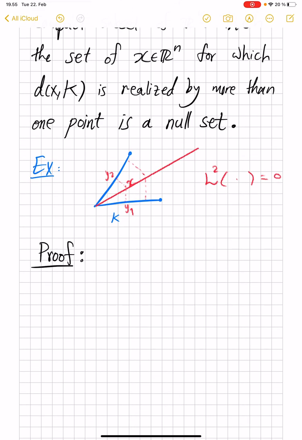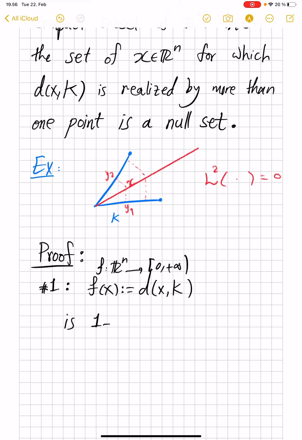Okay, and the way we obtain that is, first of all, claim number 1: this function, I want to switch notation from d(x) to f(x), which is going from Rn into R, well, in fact, this is 1-Lipschitz.